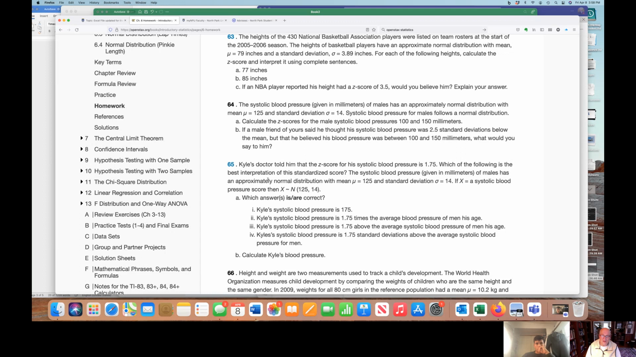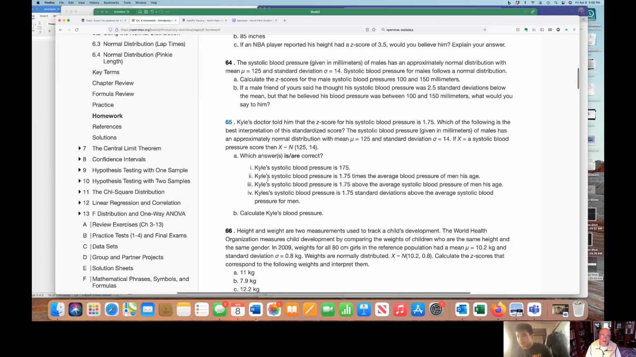So now you think you can do this? 64? Yeah. A male friend of yours says his blood pressure is 2.5 standard deviations below the mean, but you believed his blood pressure was between 100 and 150. What would you say to him? Well, you calculate that based on the mean and standard deviation, just like we did. If it's between 100 and 150, you tell him, hey, you're right. If it's below 100, you tell him, nope, sorry, you're not right. Gotcha.